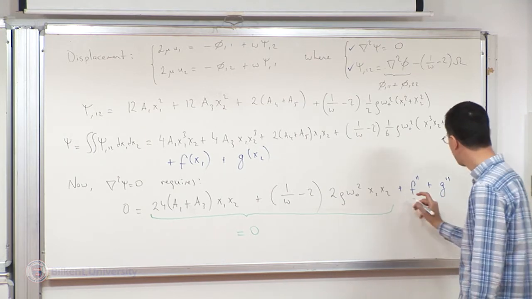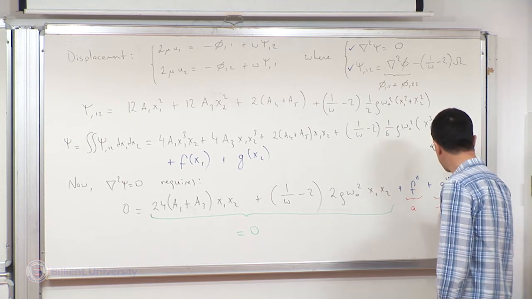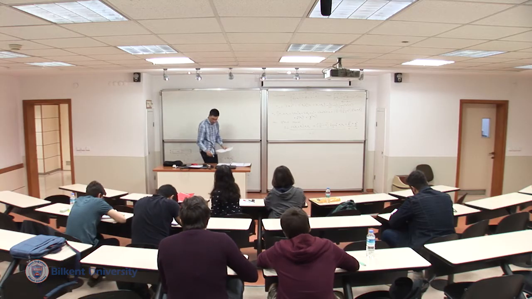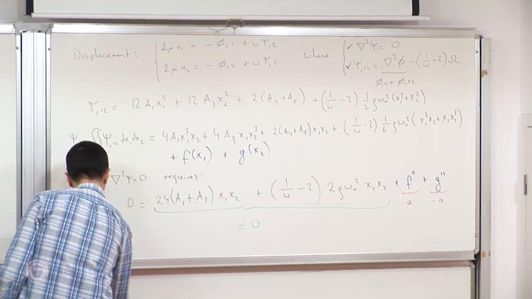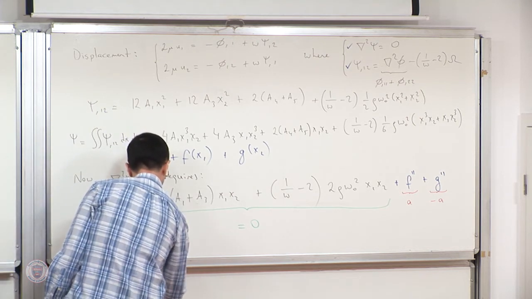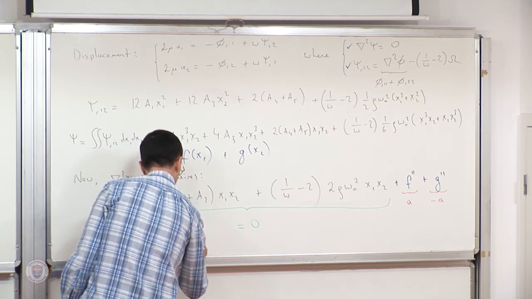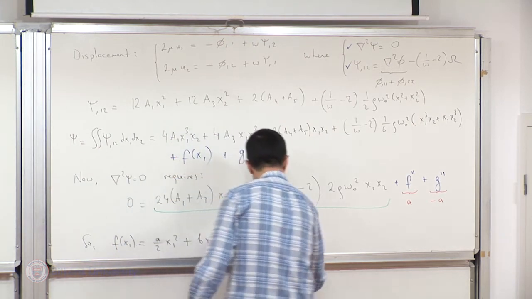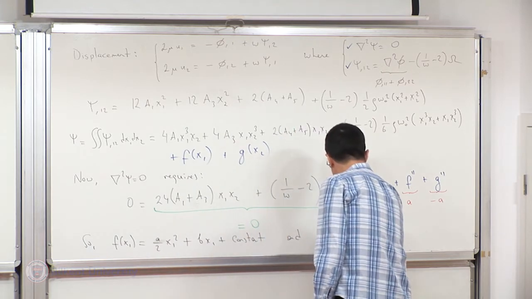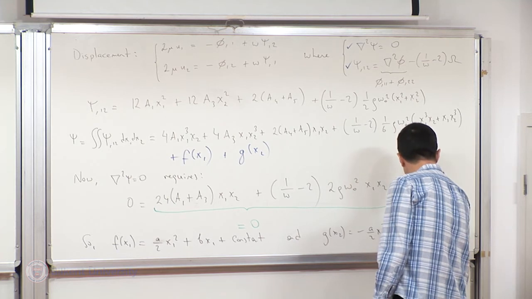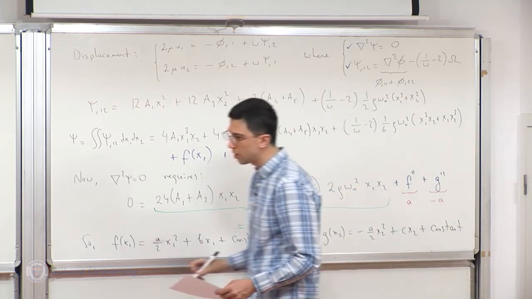This is a function of x1 alone. That's a function of x2 alone. So if I call this a, then this must be equal to minus a. All right. So let's continue over this on this board. Well, actually, we can't squeeze the solution in there. So f of x1 is equal to a over 2 x1 squared plus, let's say, bx1 plus some constant, and g of x2 is equal to minus a over 2 x2 squared plus cx2 plus some constant.